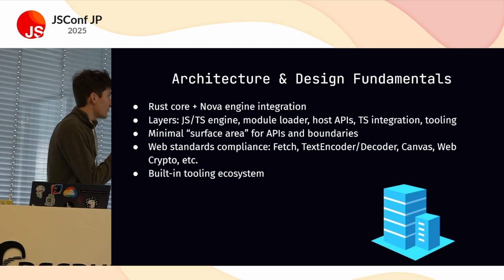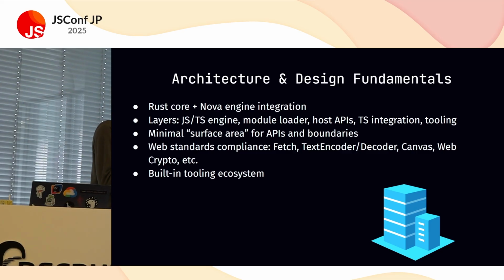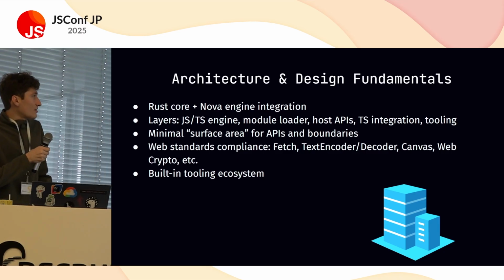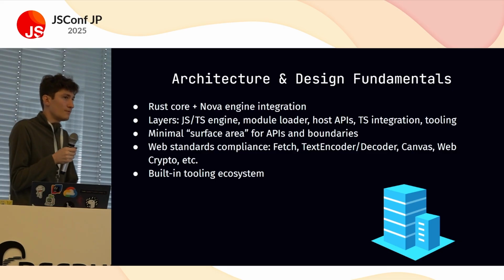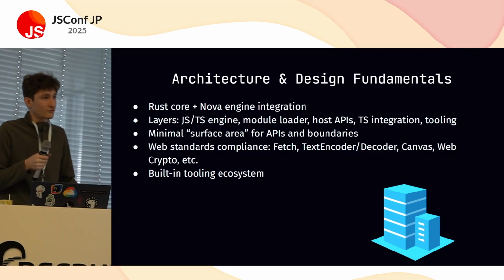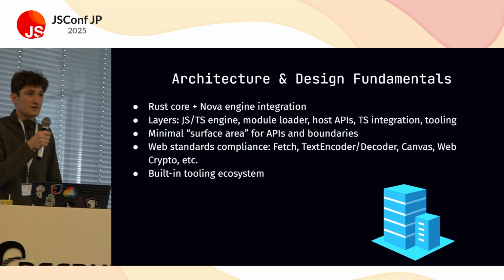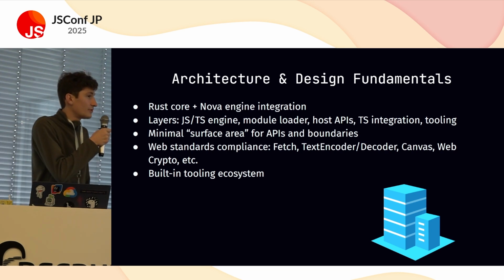What is the architecture for this? As mentioned earlier, we start with a Rust core. On top of that, we have the Nova engine integration. Based on that, we have the module loaders. For now, we can handle TypeScript and JavaScript file imports. Eventually, I plan on expanding this API to allow you to handle your own custom files, if you really want to, and parse them yourself.